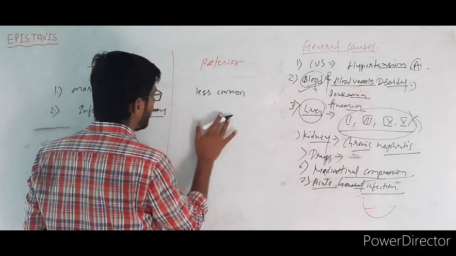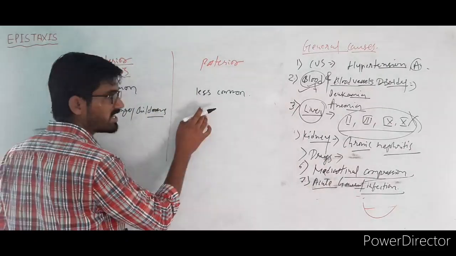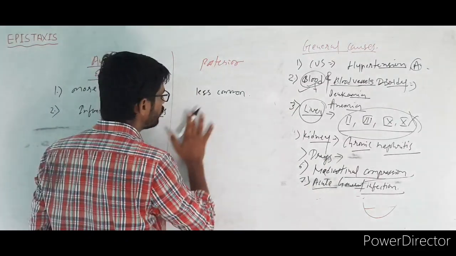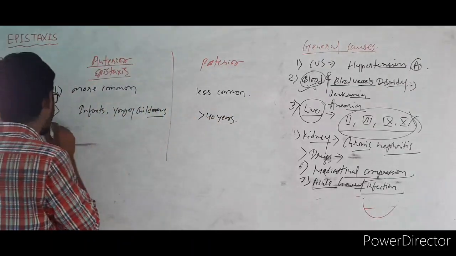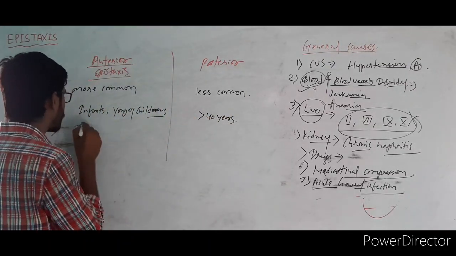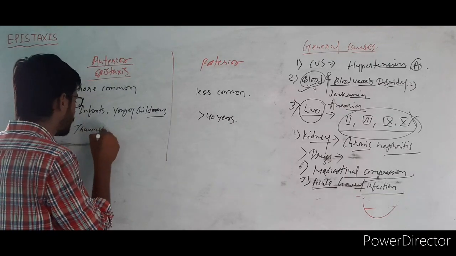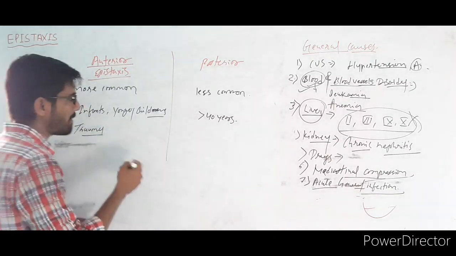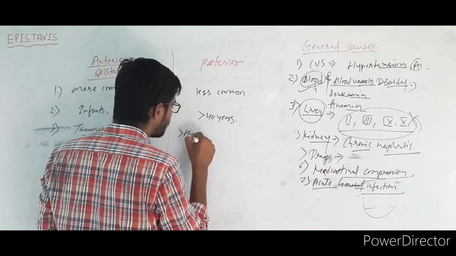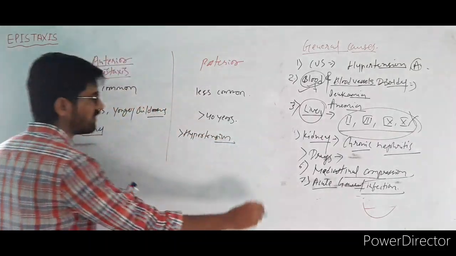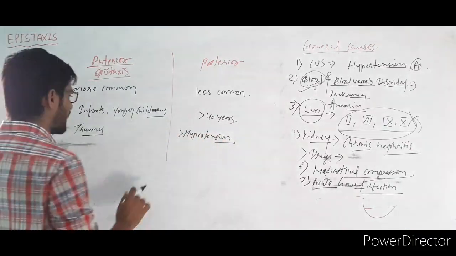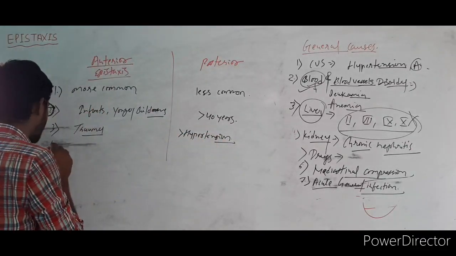Here it is very common in the old age group. Old age, or you can say more than 40 years of age. Here, it occurs due to trauma, mainly due to trauma, but here it is due to hypertension and arteriosclerosis. Right.